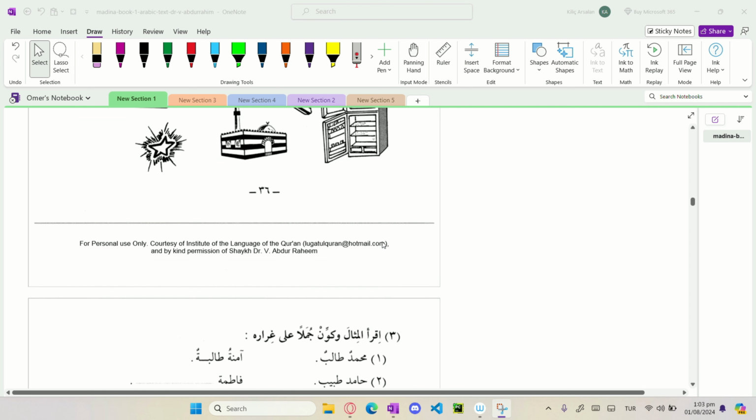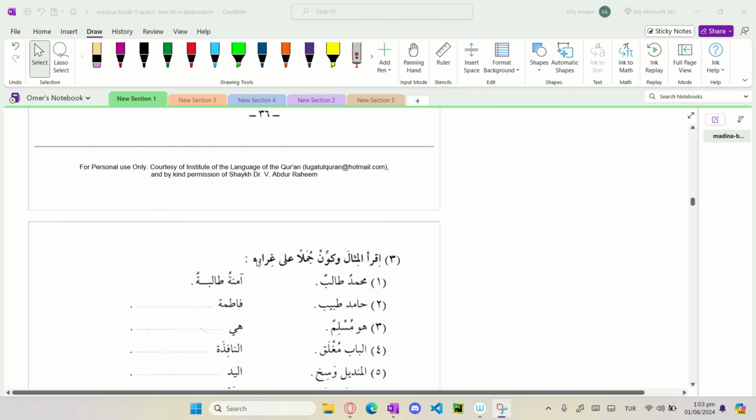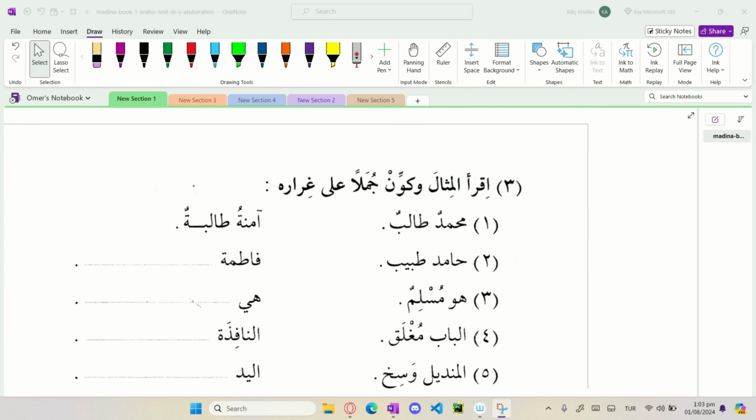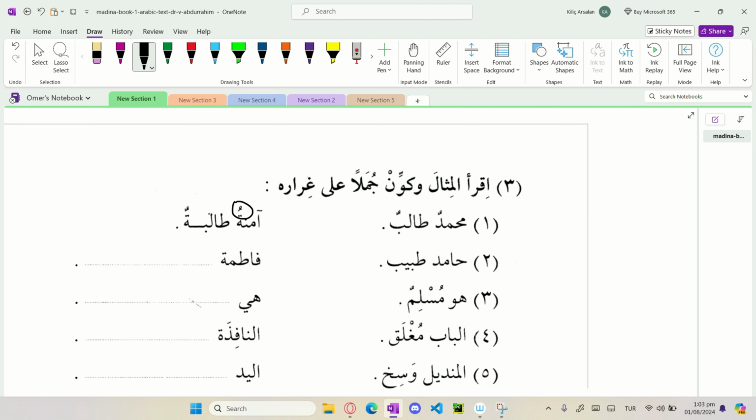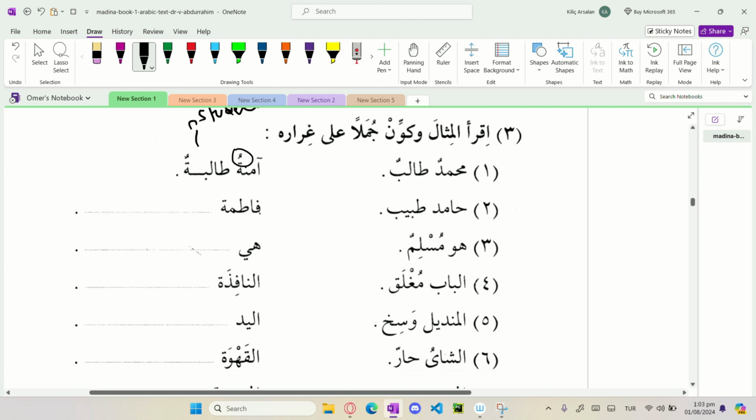We can solve a few examples here. So اقرأ المثال كوّن جملة على غراره. محمد طالب، آمنة طالبة. آمنة, since it's the proper noun, has no tanween. For feminine, since it's a feminine proper noun, آمنة طالبة. طالبة means student. So this is an example. So حامد طبيب، فاطمة طبيبة.